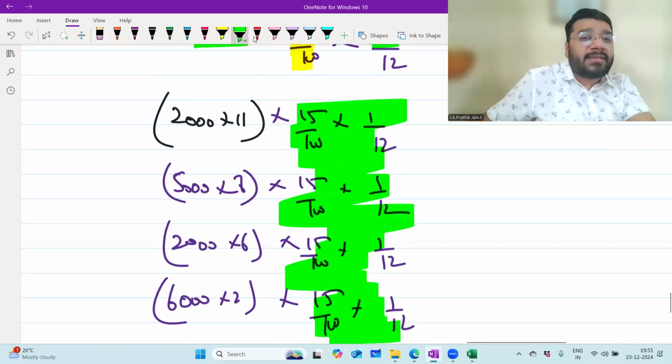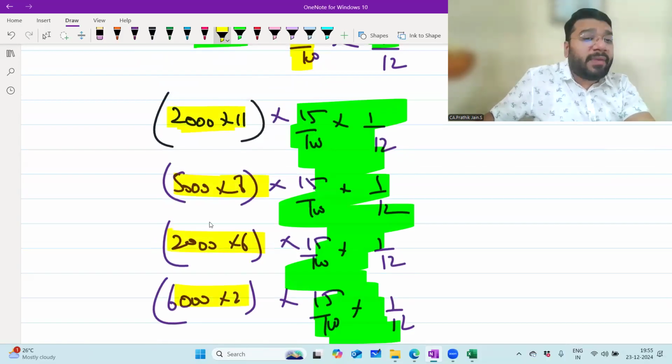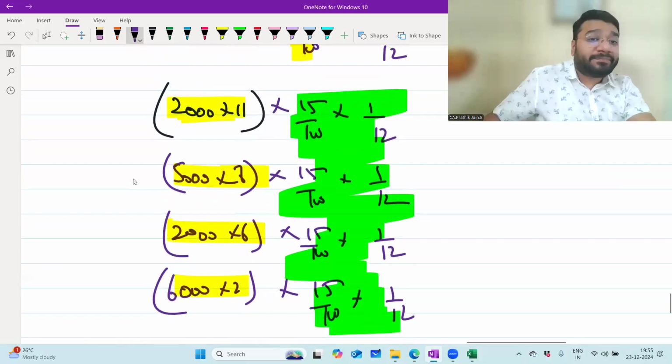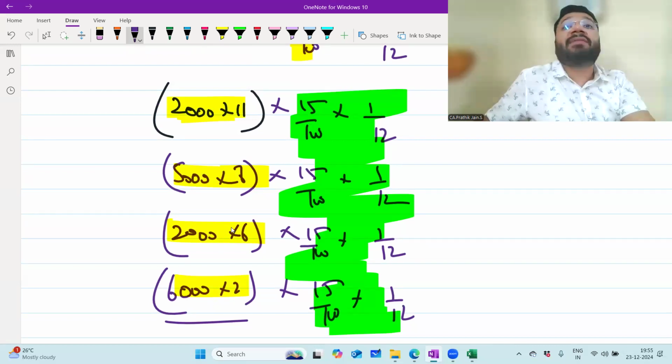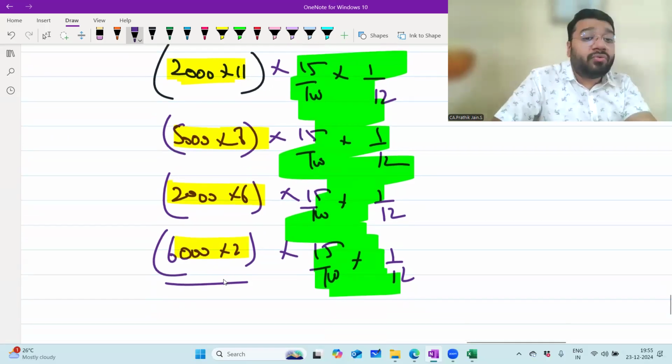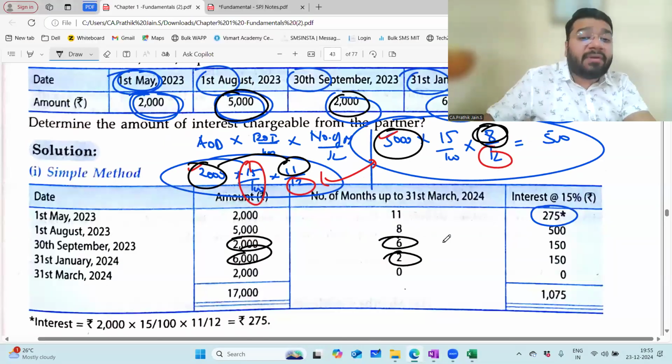So what did the product method suggest? We will multiply these both items and we'll get a total. So 2,000 into 11, I'll get one value. Plus 5,000 into 8, I'll get one value. Plus 2,000 into 6, I'll get one value. Plus 6,000 into 2, I'll get one value. That value will be called the total product. So they have given a separate format.